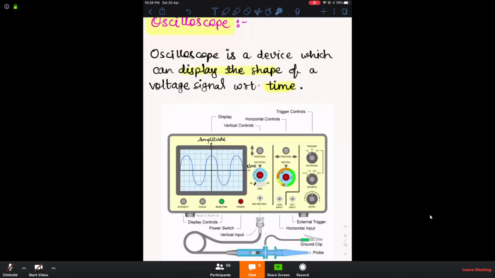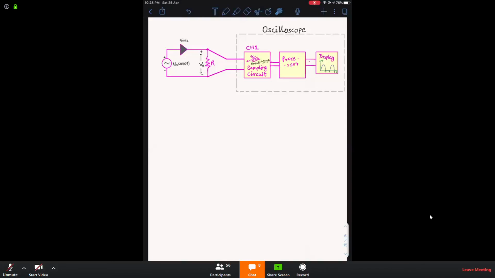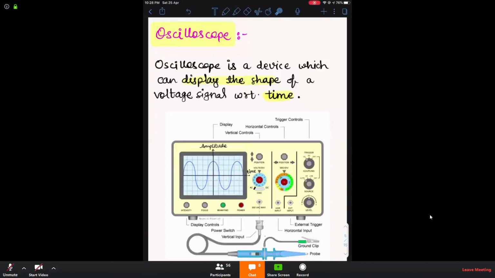If you have any questions, you can ask them in the chat box, because after this I'm planning to show you the oscilloscope that we are going to make. We have a working oscilloscope, so after some time we will be discussing that. Till now, I think everybody has understood whatever has been discussed.